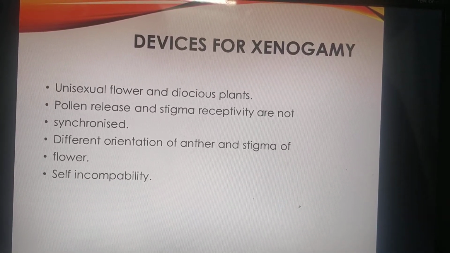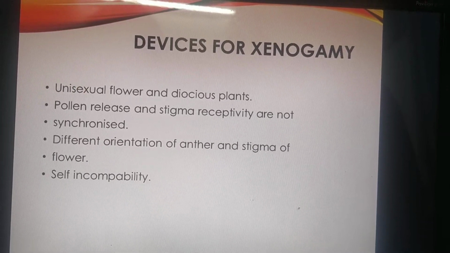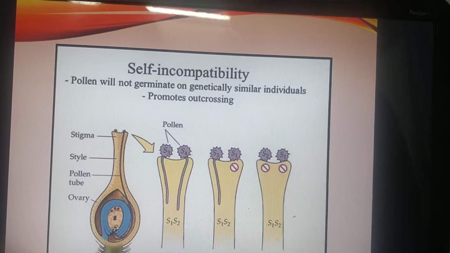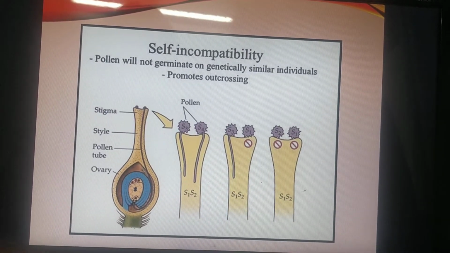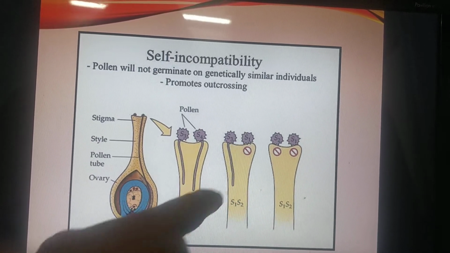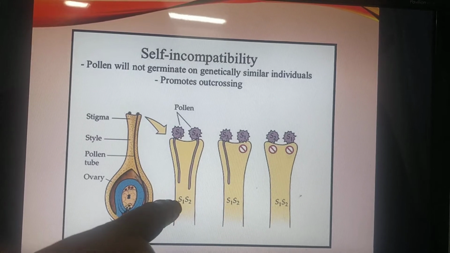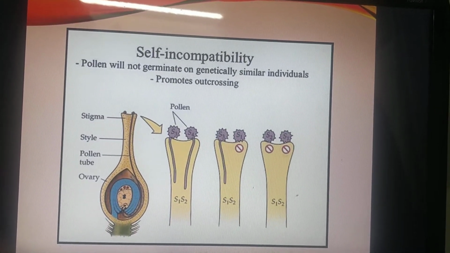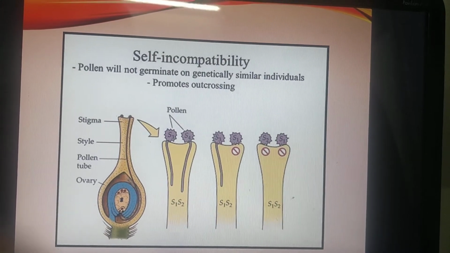Pollen release and stigma receptivity are not synchronized, and the position is such that self-pollination cannot occur, and there can even be self-incompatibility. Self-incompatibility means that pollen will not germinate on genetically similar individuals. This promotes outcrossing. For example, suppose many pollens come on this stigma, but the ones of the same genetic type, like S1, do not germinate, while S2 and S3 germinate. Similarly here too, if there are genetically different pollens from different flowers, they germinate, and the same ones do not germinate. So this is what self-incompatibility is. Many times self-incompatibility does not allow self-pollination.